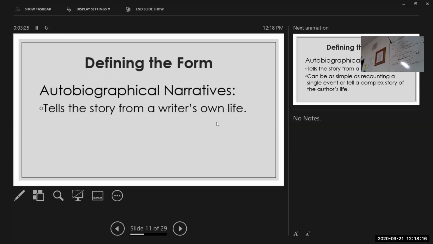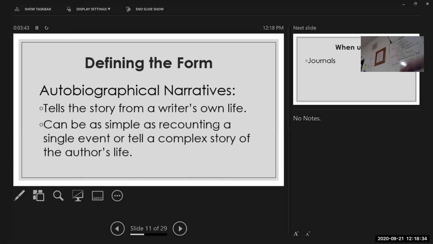All right, let me ask you this, Cole. Can it be just one story from that writer's life, or does it have to be the entire story of their life from birth to present? Whatever they want, absolutely. So that would be the second detail you need to write about an autobiographical narrative. Lamar, open your 3-ring binder. Okay, let me see your 3-ring binder open. You have your tabs. You gotta have your tabs.